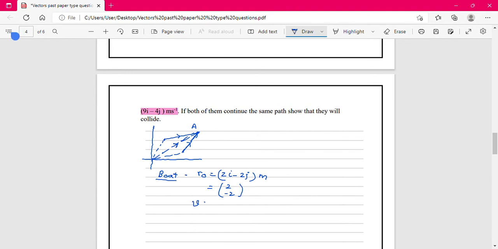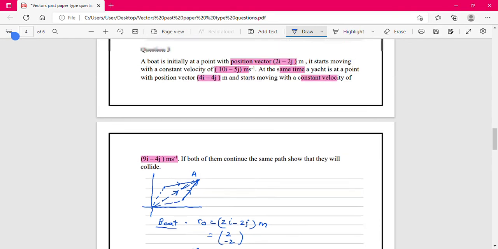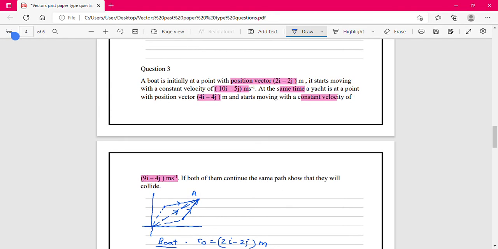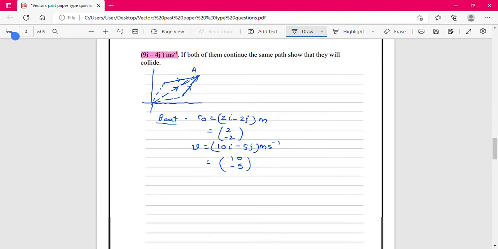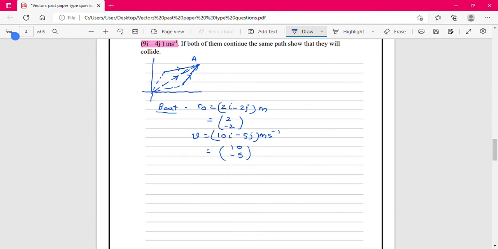The constant velocity of the boat is known to you. The boat is moving with a constant velocity 10i minus 5j meters per second, which is (10, -5). So, let me find out the final position vector of the boat after, say, t seconds.